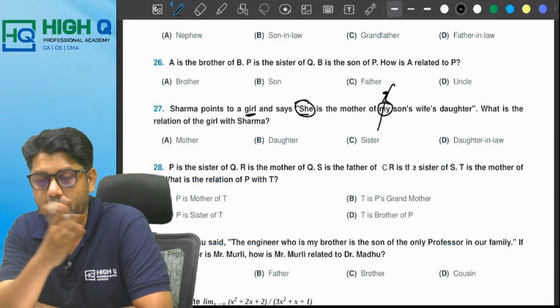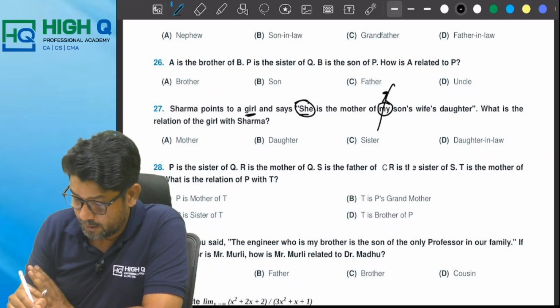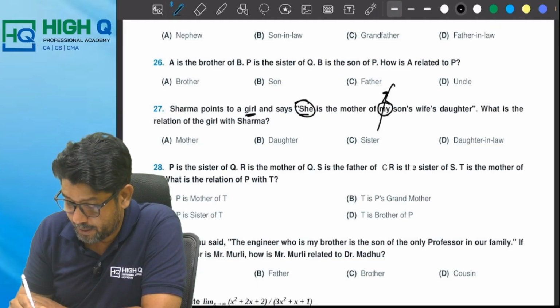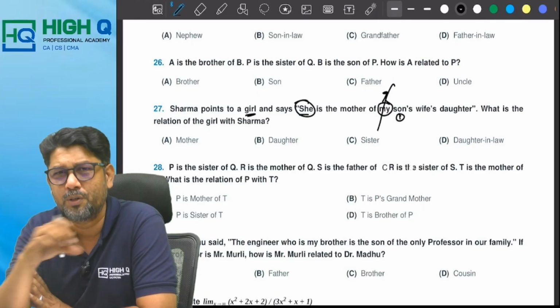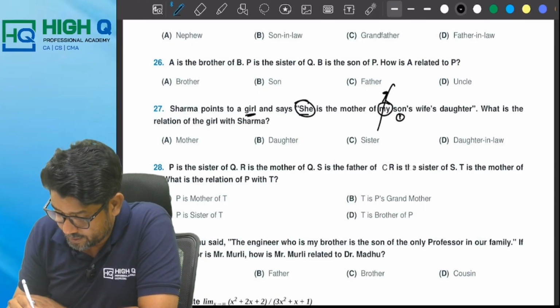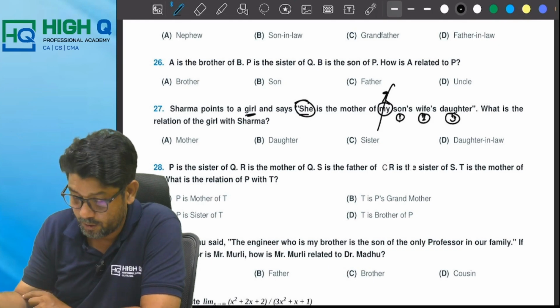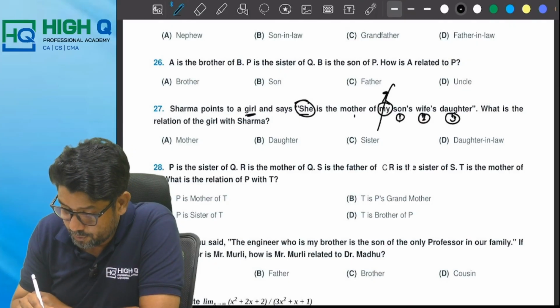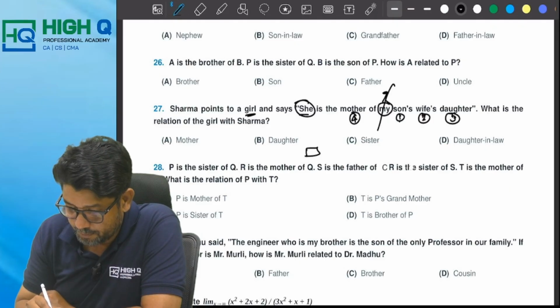Divide the statement into two parts: the right hand side of 'my' and the left hand side of 'my'. On the right hand side of 'my', how many blood relations do we have? Son. You don't worry about whose son or whose daughter, just write it. First relation, second, third. These three blood relations we have got. Now go to the left hand side. Four. Now let us start with Sharma.